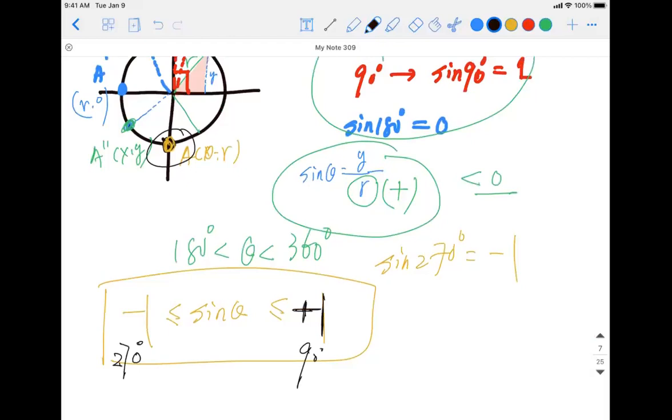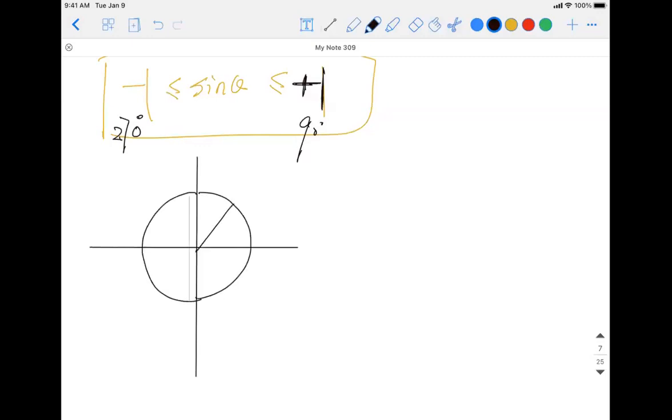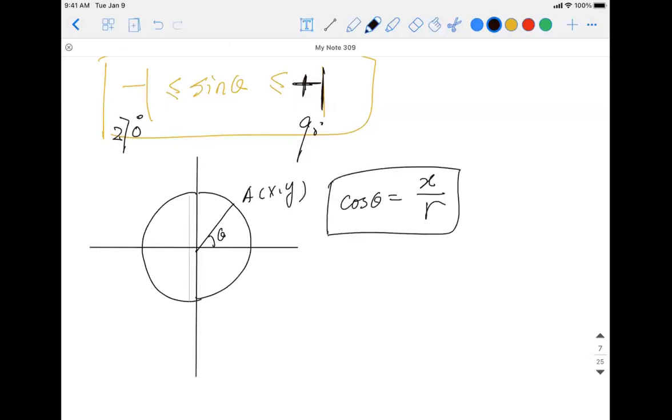Okay, and we can do the same thing for cosine. Let's have a quick look. For cosine theta, I think that's pretty much the same thing, right? If you have an angle theta, this is your A, X, Y. Cosine theta is defined as X over R. X, where's X? X is here, right? So that being said means what? As long as your X is closer to R, your cosine theta is going to be closer to one, right?